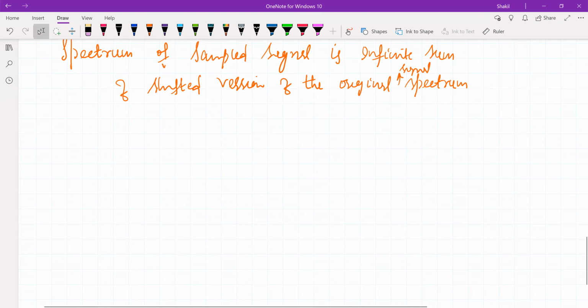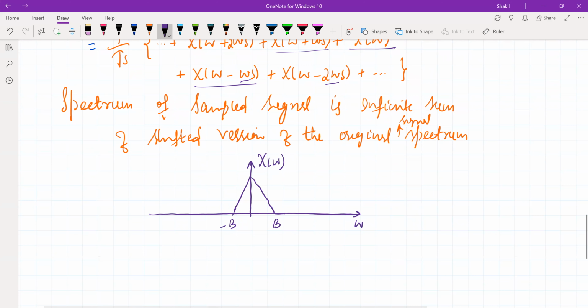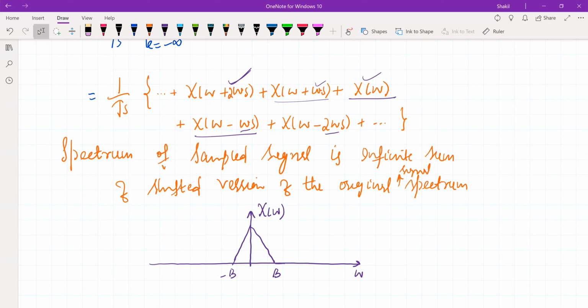So let's draw it. The Fourier transform of the original signal, we have already drawn it, and we assume it looks like this. X of omega looks like this, varying from minus b to b, meaning it is non-zero between minus b and b, and the rest of the frequency components are 0. So this is our X of omega part.